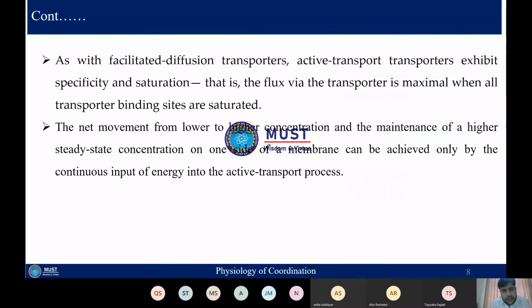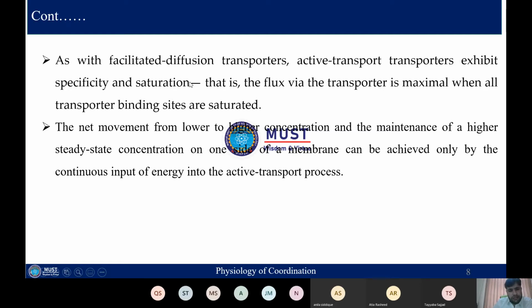That's why these are called pumps. In case of active transport, the carrier proteins, the transporter proteins which we have discussed in facilitated diffusion, similarly, the carrier proteins, which we also call pumps, also show specificity for binding with a specific type of solute particle, and they also show the property of saturation.